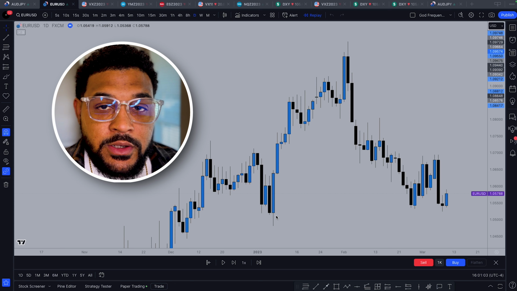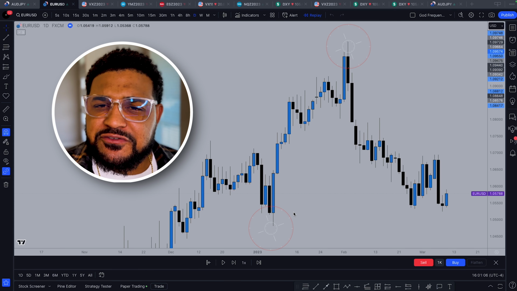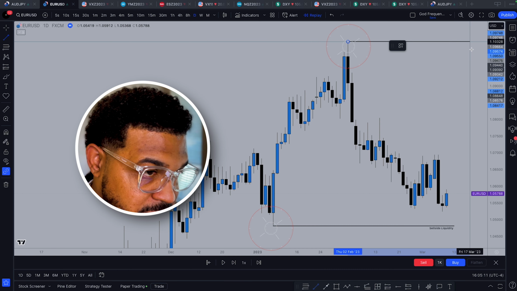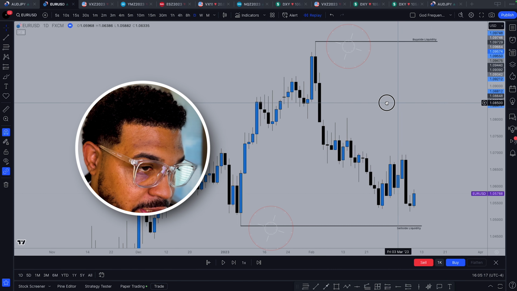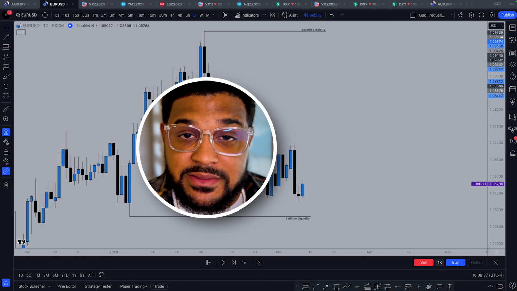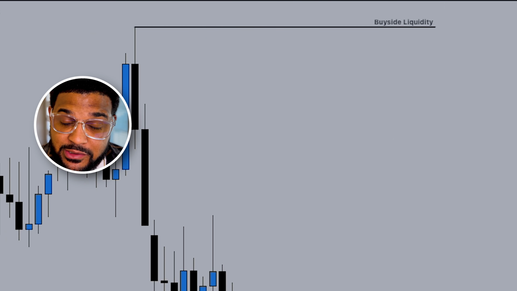Now, in order to predict the next move or get the right directional bias, you need to be able to identify liquidity. Liquidity are these highs and lows that left strong rejection wicks. The lows are seen as sell side liquidity, whereas the highs are seen as buy side liquidity. The idea here is that the smart money or big boys will tend to take the market to these price levels just to create liquidity in the market.